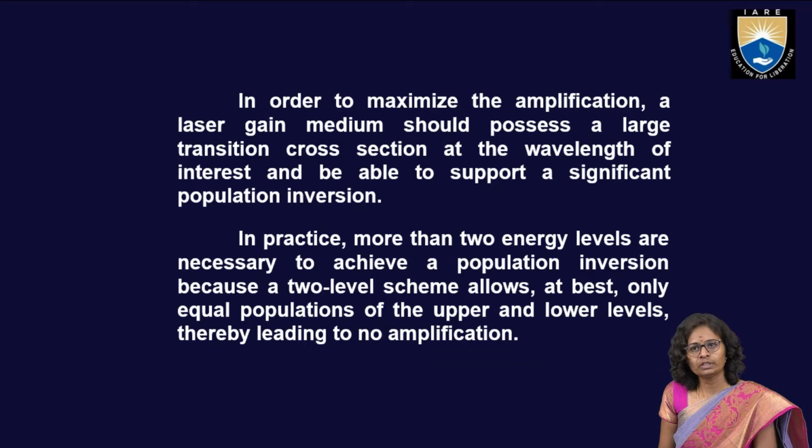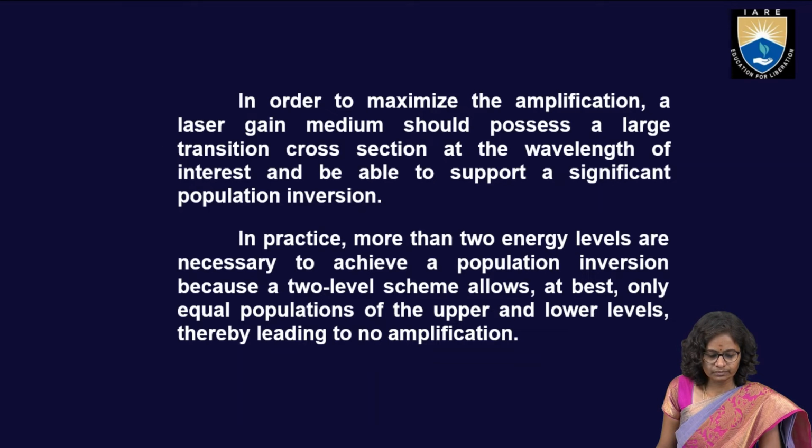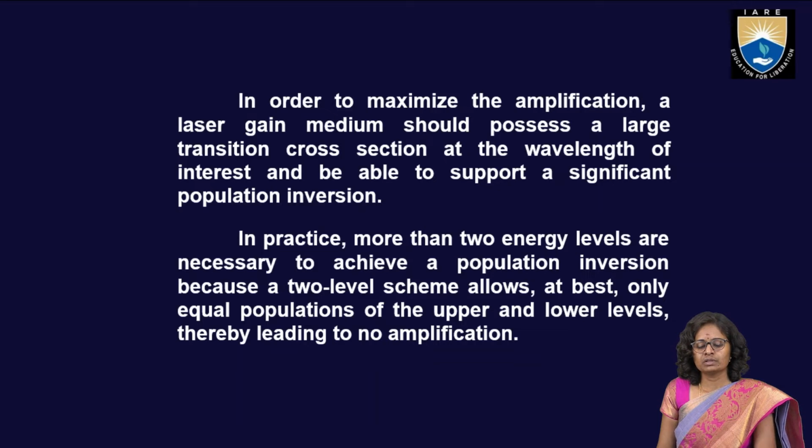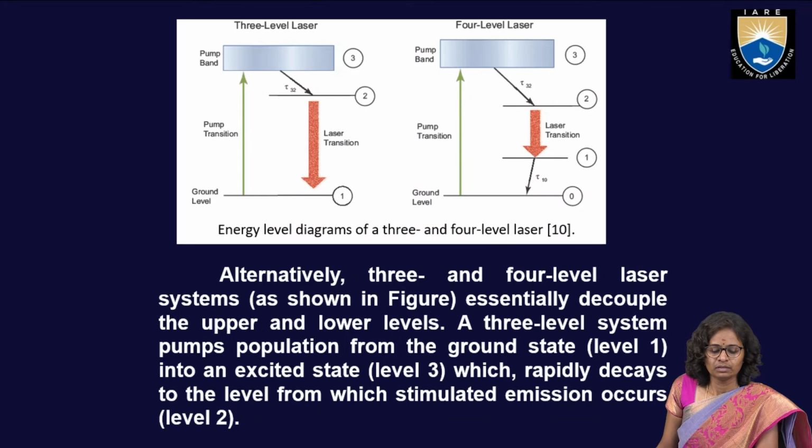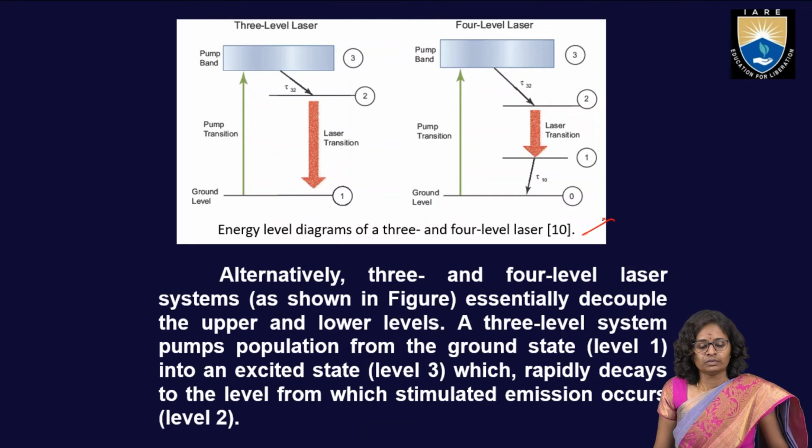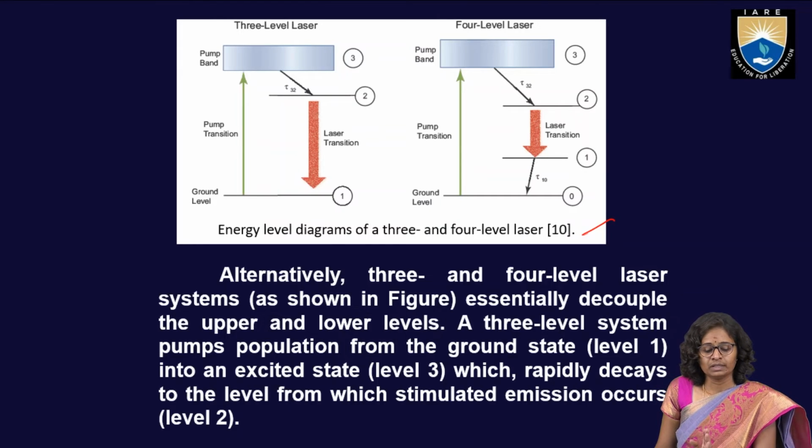In practice, more than two energy levels are necessary to achieve a population inversion because a two-level scheme allows at best only equal populations of the upper and lower levels, thereby leading to no amplification. Here you can see the energy level diagram for 3 and 4 level lasers, which is adapted from reference 10. To overcome this problem, 3 and 4 level laser systems essentially decouple the upper and lower levels.